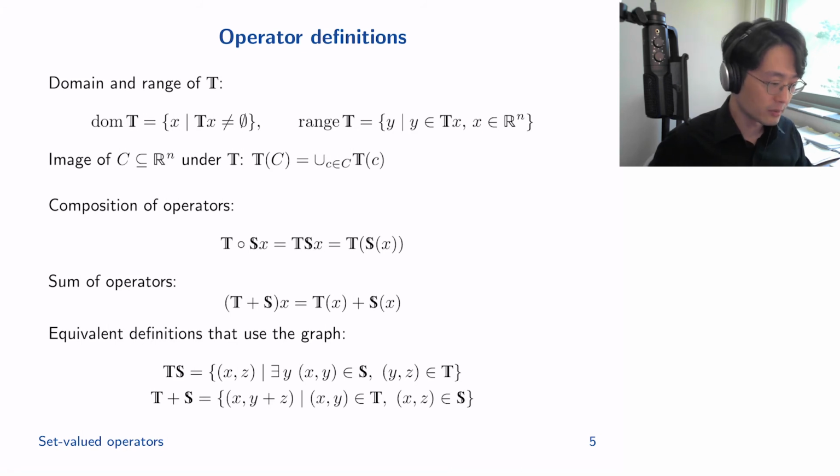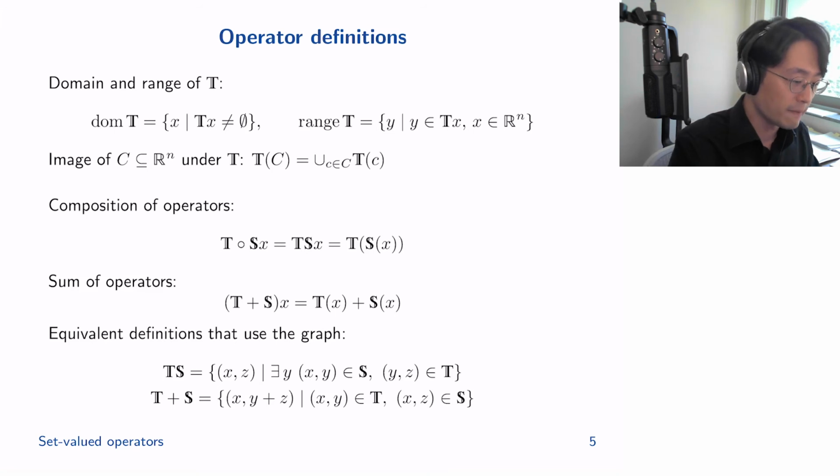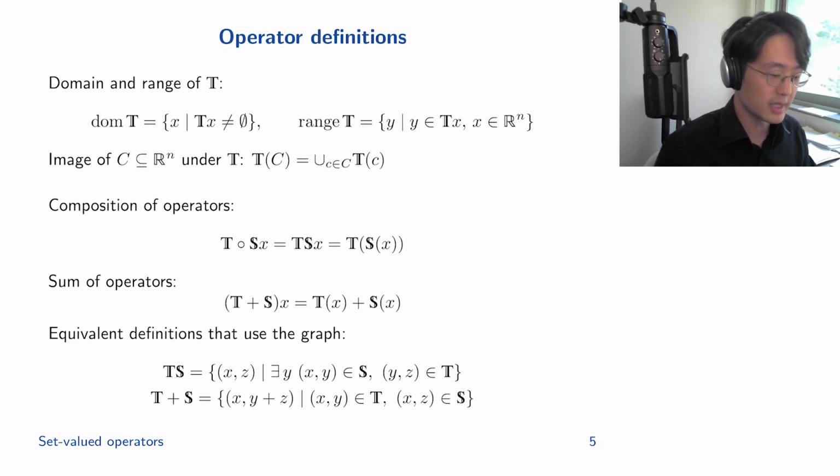We also overload the function, the image of a set notation. So given a set C, the image of C under T is written as T taken as input C, and this is just the union of all output sets T(c) where this small c belongs to the set big C.